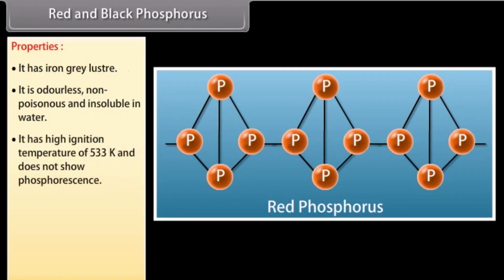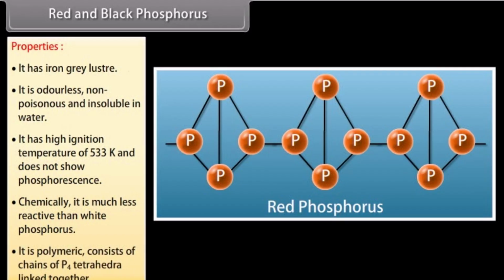It has a high ignition temperature of 533 Kelvin and does not show phosphorescence. Chemically, it is much less reactive than white phosphorus. It is polymeric, consisting of chains of P4 tetrahedra linked together. Black phosphorus. It has two forms.